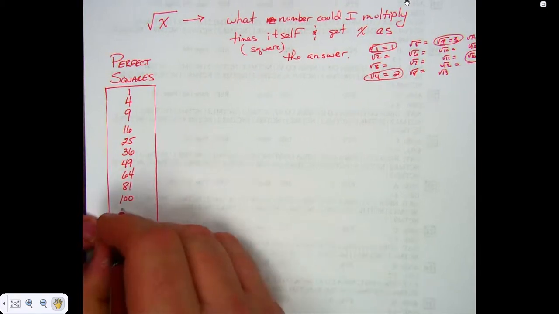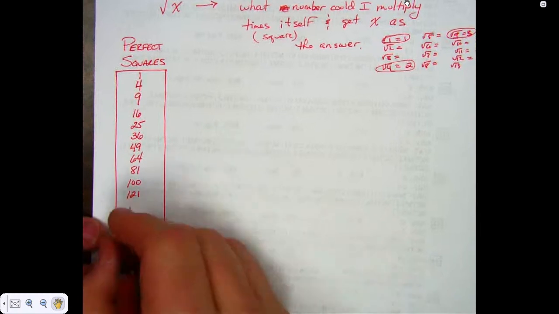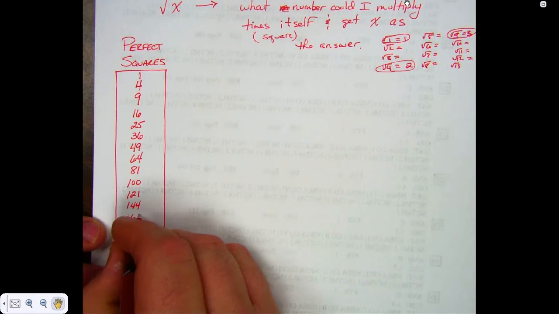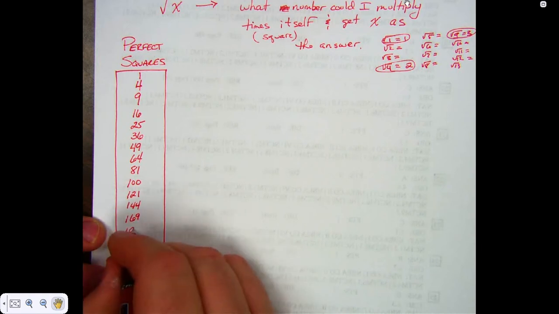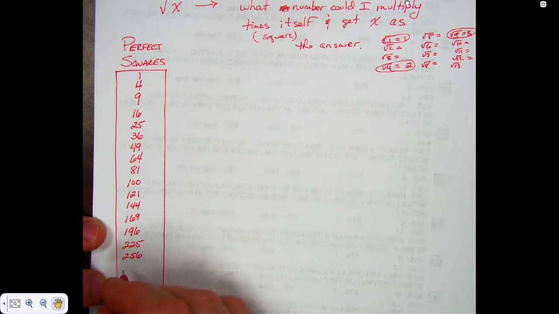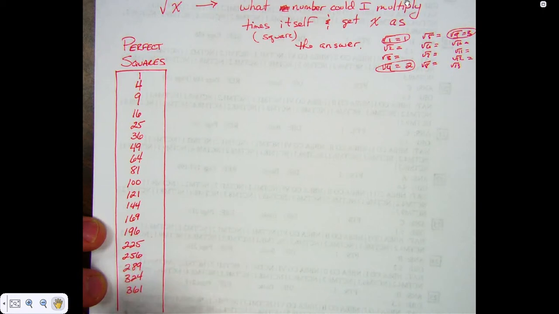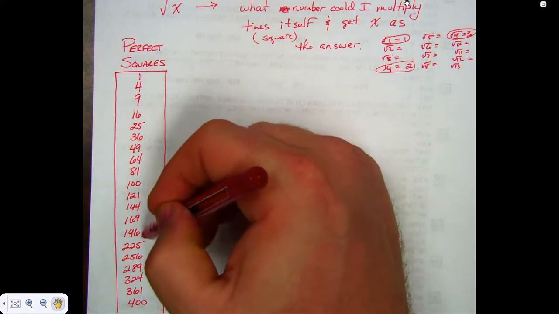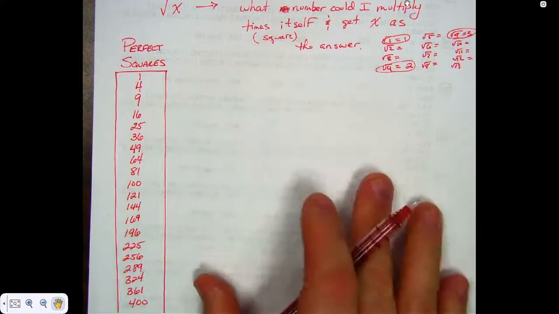Okay, we'll keep going. What's the next one? Next one. 169. Next one. Next one. Next one. I think the next one's 289. I think the next one's 324. Then I think the next one's 361, and then I think the next one is 400. How many do y'all have there? I think that's right.